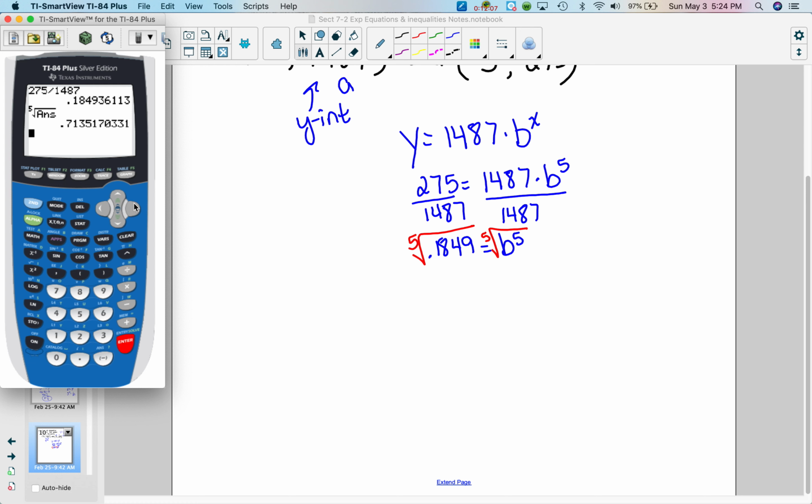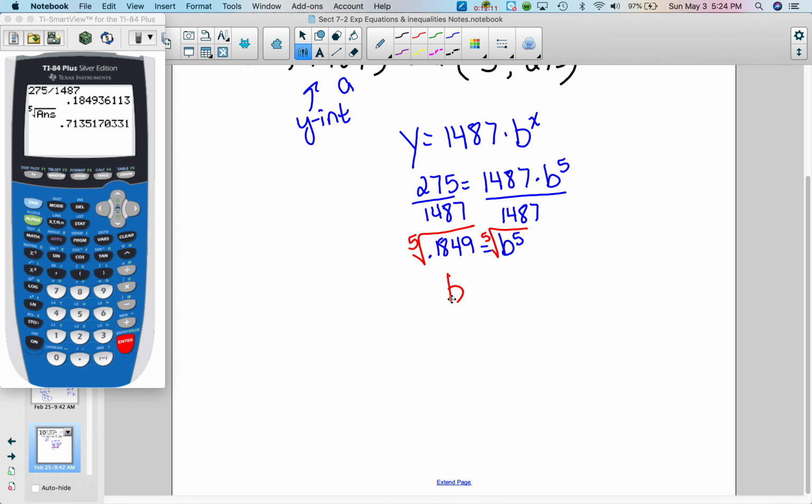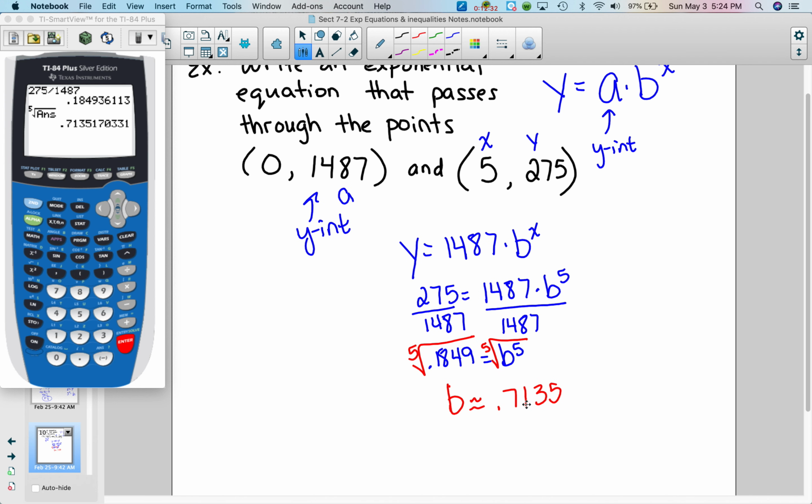The advantage of this is now when I round for b, and I get that b is approximately 0.7135, I didn't round twice, because if I rounded here 0.1849 and then I did that and then I rounded again, the more you round, you're not as accurate in math. So you really only want to round one time at the end of your problem. So I did that, so this would be a good answer.